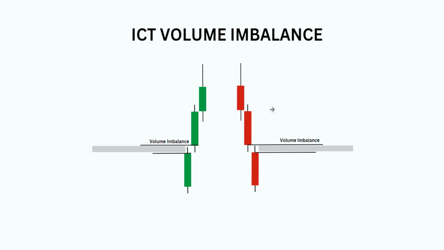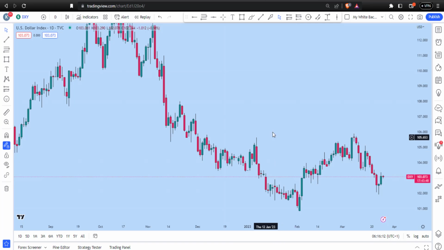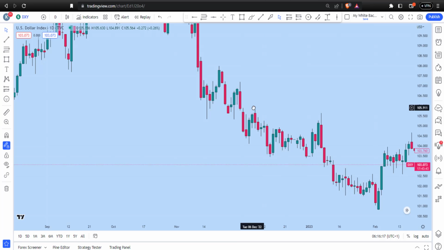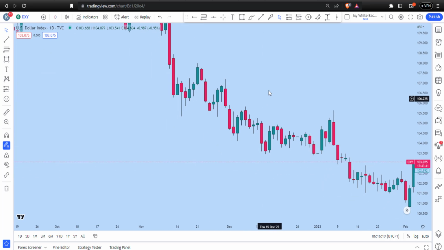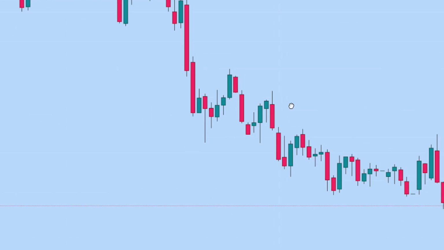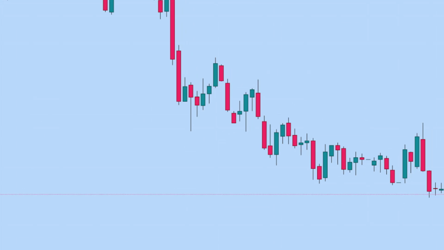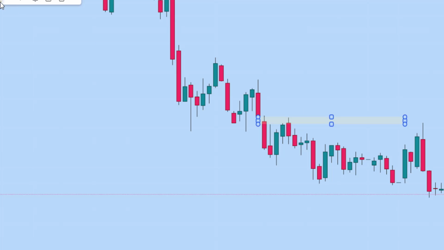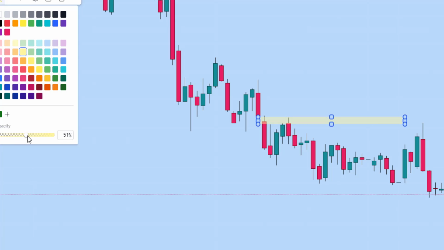I'll go to my chart right now and show you how to see them and how effective they are. Coming back to my chart, let me try and spot some of them for you. If you go to your chart, you are probably going to see a lot of these imbalances forming. Can you see this particular one? Let me enlarge it a bit so you can see. This is a volume imbalance where only the wicks of the candles are connected. If you can see what I'm showing you, make sure you watch this video to the end so you can learn how to identify volume imbalance.